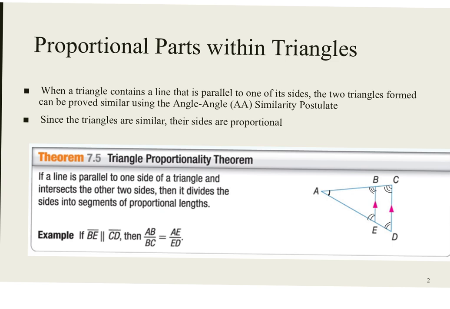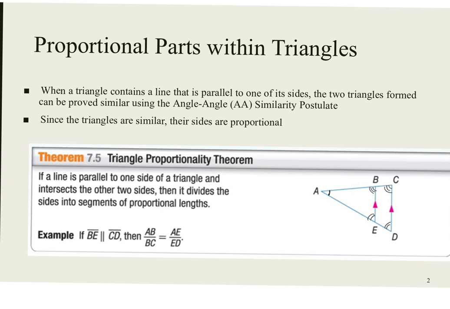Because of that, we know they're similar. Because they're similar, we can draw a few more conclusions, especially because those lines are parallel. And that's where you get the triangle proportionality theorem. If a line is parallel to one side of the triangle, then it divides the pieces into proportional lengths.